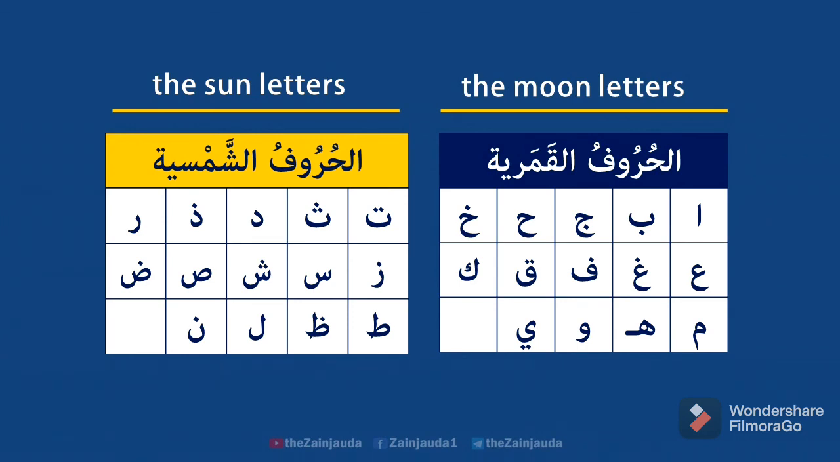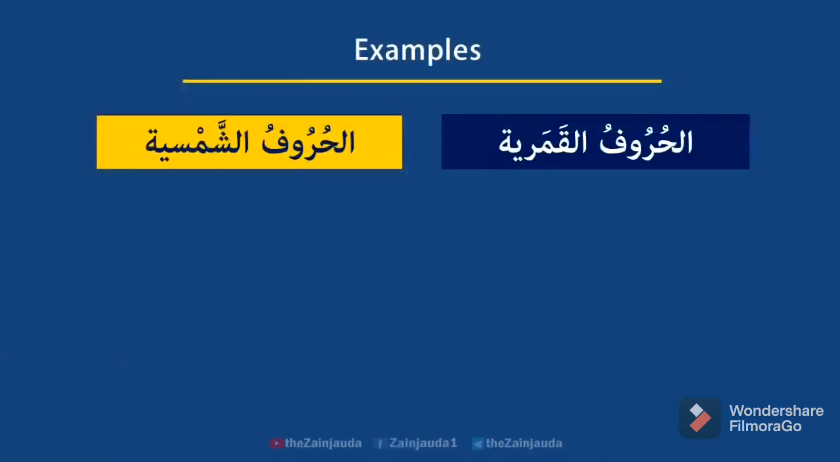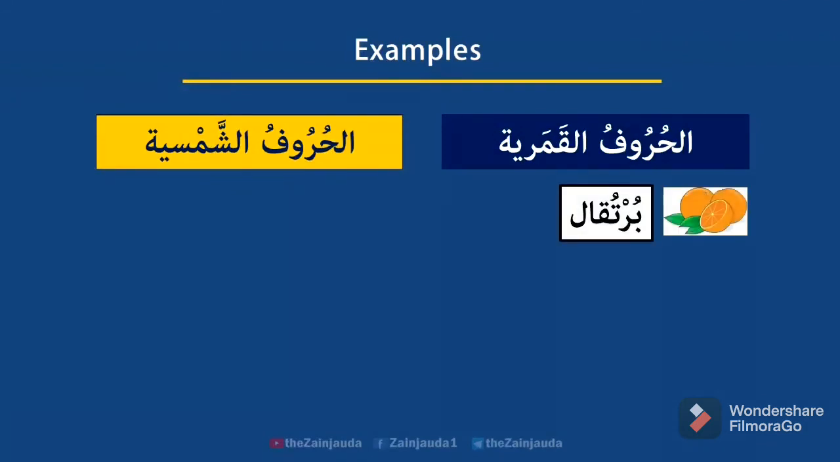Let's have some more examples. Let's start with al-huruf al-qamariyya, the moon letters. These are the words that I gave in lesson number 1. Let's see if you have pronounced them correctly. The first word is burtuqal. When we add L, it becomes al-burtuqal. So here the lam is pronounced, the ba is unchanged, so the ba is one of the moon letters.